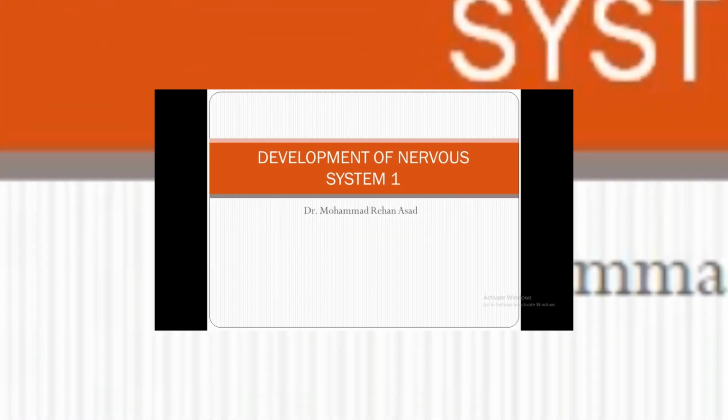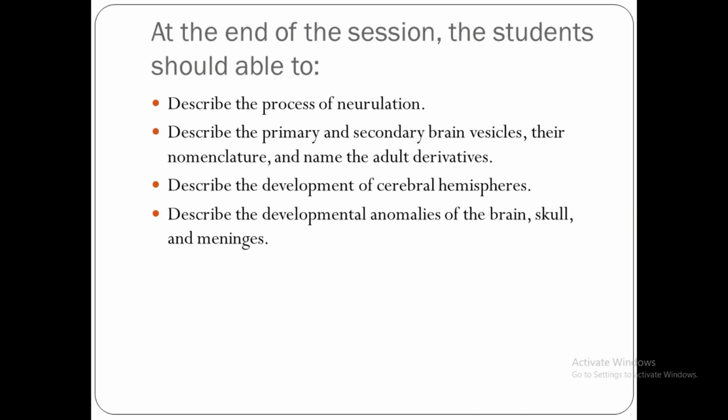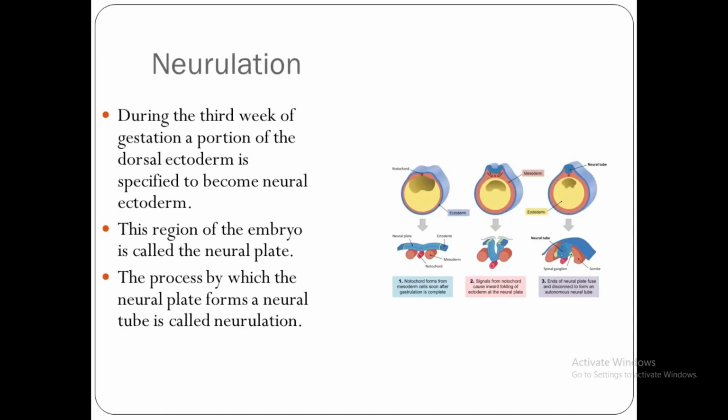On development of nervous system. So this lecture includes the learning objectives. At the end of the session, the students should be able to describe the process of neurulation, the primary and secondary brain vesicles, nomenclature and the name of the adult derivatives, describe the development of cerebral hemispheres, along with it, the developmental anomalies of brain, skull, and meninges.